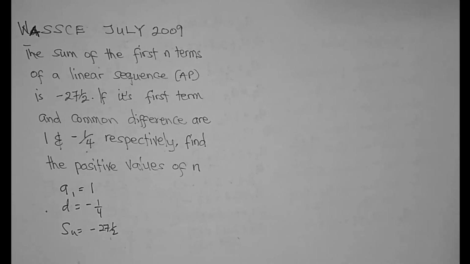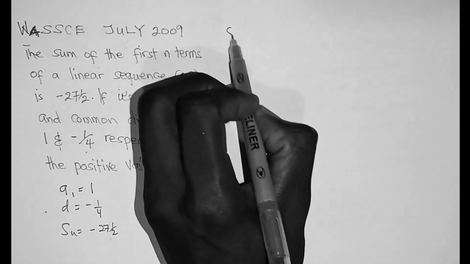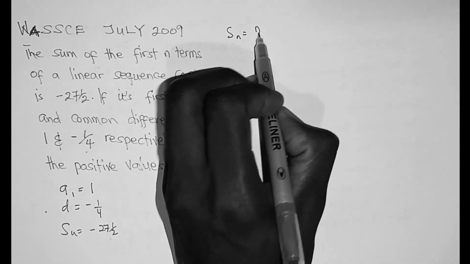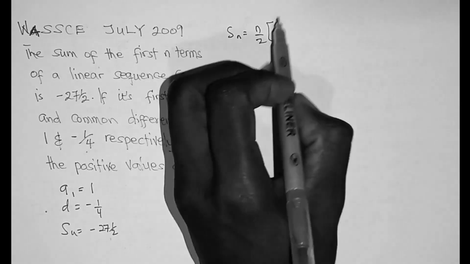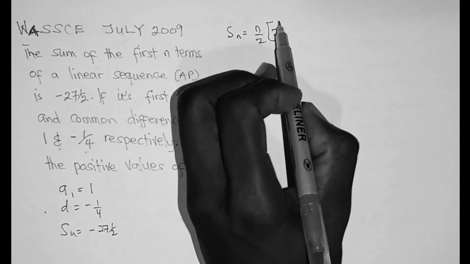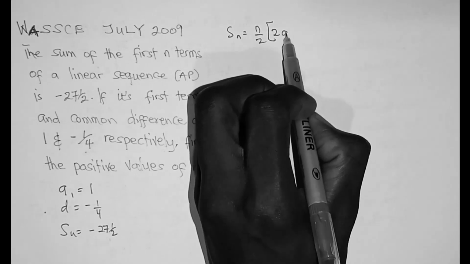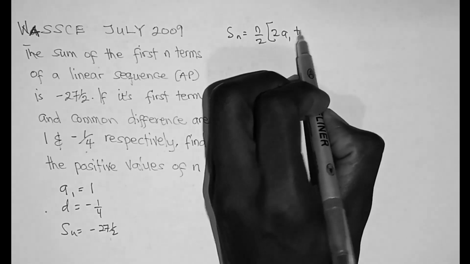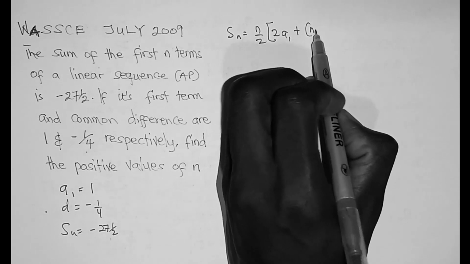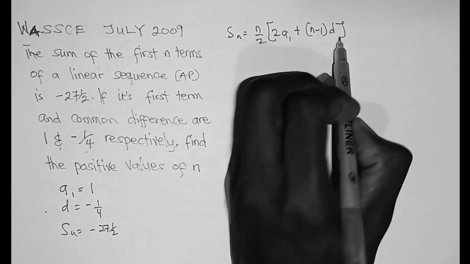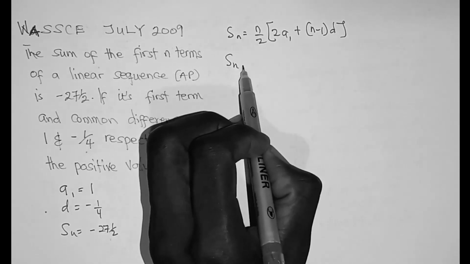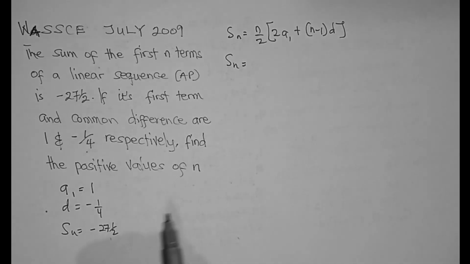So we are supposed to find the number of terms. Therefore, let's write the general formula for the sum of an arithmetic sequence. So Sn is equal to n over 2 times (2a1 plus (n minus 1)d). So everything has been given.